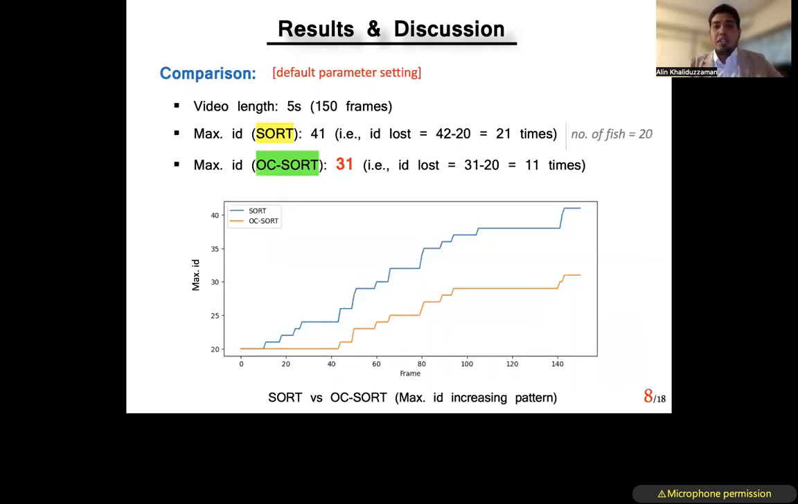So now see the difference between the performance of SORT and OC-SORT at default settings. And we can see OC-SORT performs well because the identity loss was 11 times in the case of OC-SORT. But on the other hand, in the case of SORT, it was 21 times. But it's still not satisfactory for both algorithms. We need to improve the performance through the parameter settings.